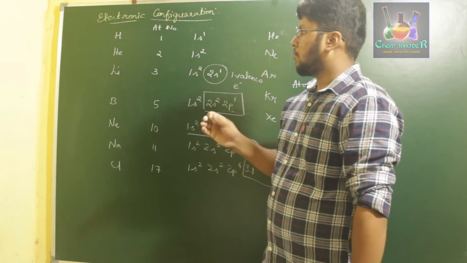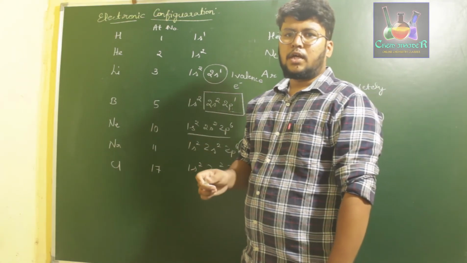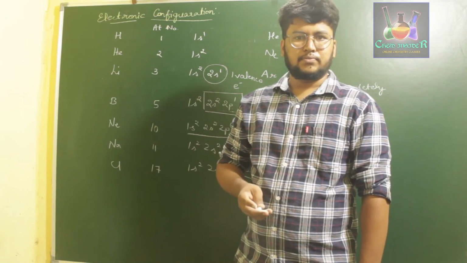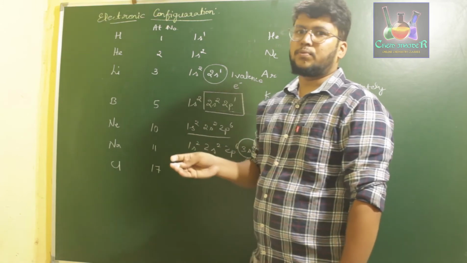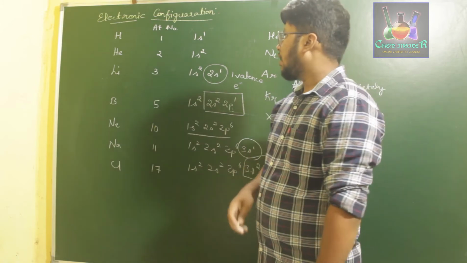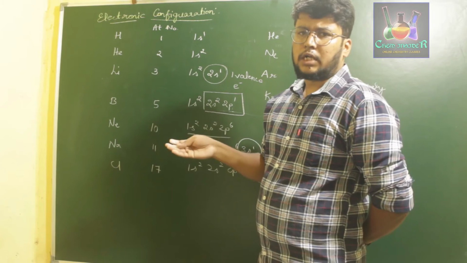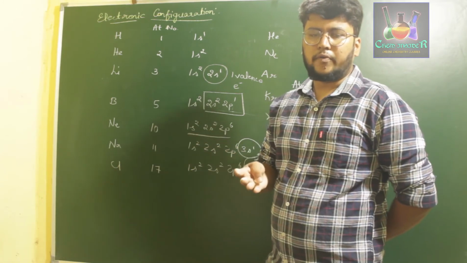If you consider group 1 elements, the number of valence electrons will be 1. For a group 2 element, the number of valence electrons will be 2. For group 13 elements, which is also called group 3A, there are 3 valence electrons. And the carbon group, which is group 4, has 4 valence electrons.